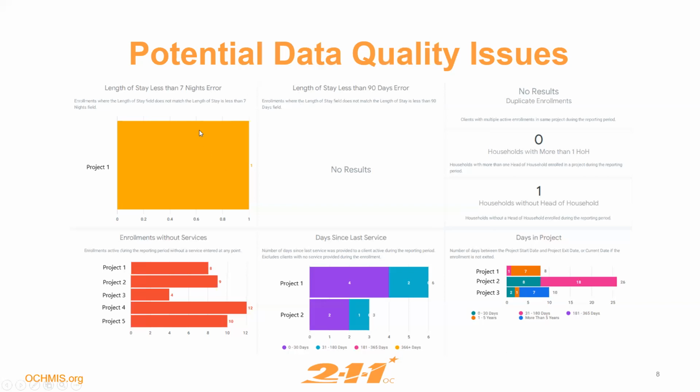So if you said, yes, the client was here for less than 7 nights, but for length of stay, you said, you know, 1 year or longer, those don't match. So that's what these two charts are looking at.